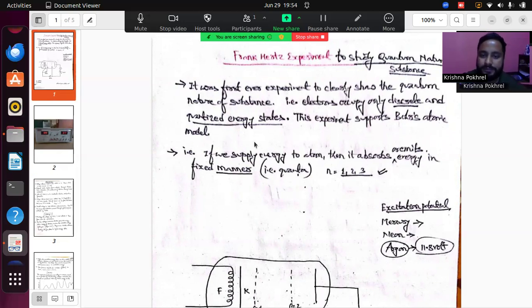Now we will see about the discrete and quantized energy states. That is, if we supply energy to the atom, then it absorbs energy in a fixed manner, that is in quanta. That is n is equal to 1, 2, 3, and furthermore 4, 5, 6.